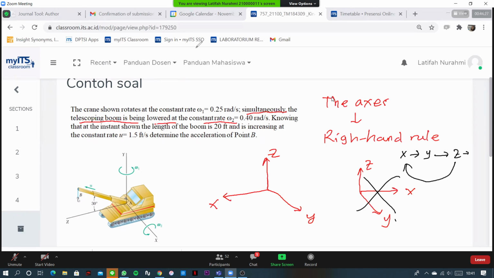So if you rotate this drawing, let's check this. Why is it important? Because it will affect your computations. So let's check this. If you rotate X to Y, what is the resulted Z-axis? The resulted Z-axis is not upward, but it is going downward. Okay, this is right hand rule.